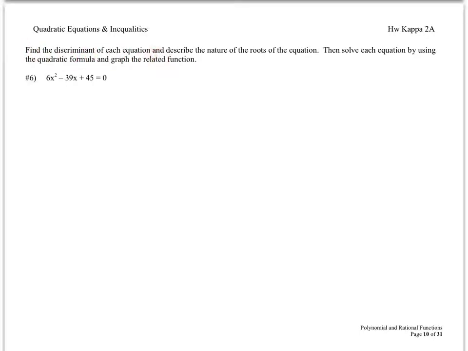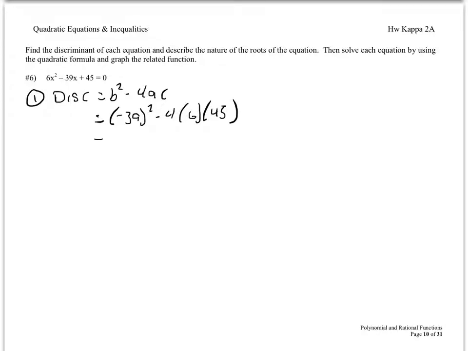Find the discriminant of each equation. So let's do that. Discriminant is b squared minus 4ac. B in this problem is -39. A is 6. C is 45. Go ahead and put this whole thing into your calculator. You're going to get the discriminant is 441.